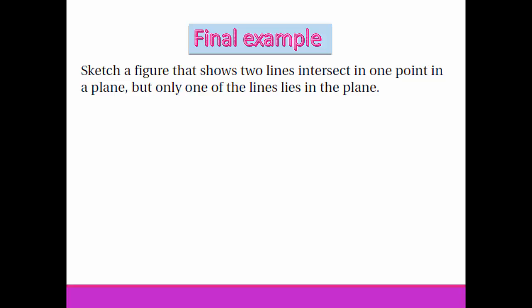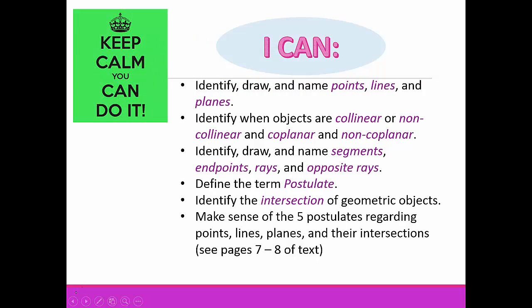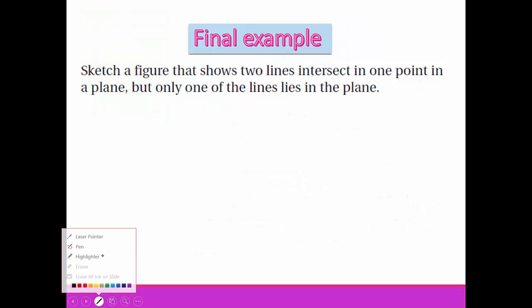Okay, lastly, we're going to sketch a figure that shows 2 lines intersect in 1 point in a plane, but only one of the lines lies in the plane. Let's try this one. So we've got 2 lines intersecting at 1 point in the plane, but only one of them lies in the plane.